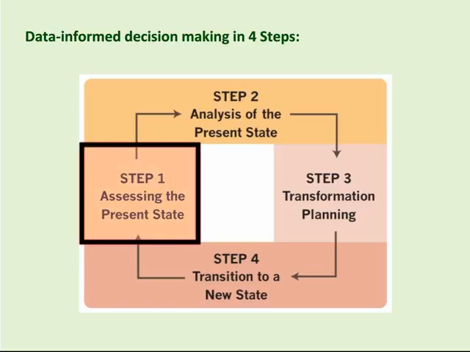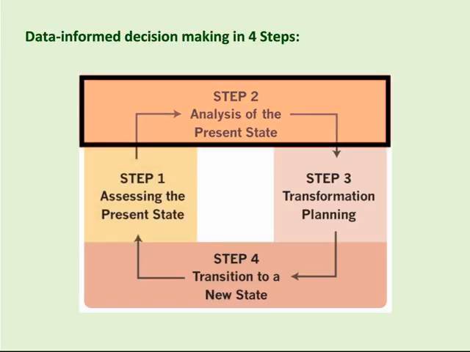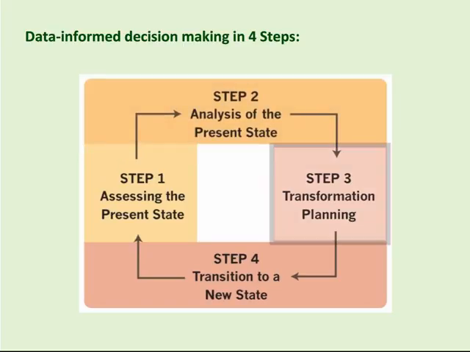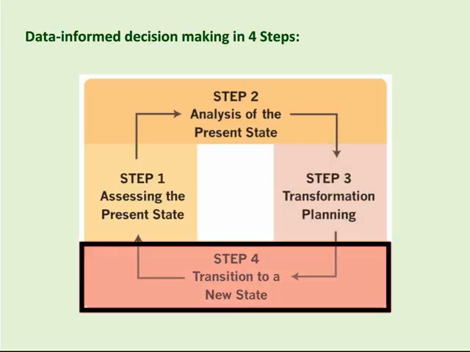Step 1, assessment of the present state, asking, where are we now? Step 2, analysis of the present state, looking at how are we performing? Step 3, transformation planning, that is, planning for improved learning. And Step 4, transition to a new state, where we implement these plans.